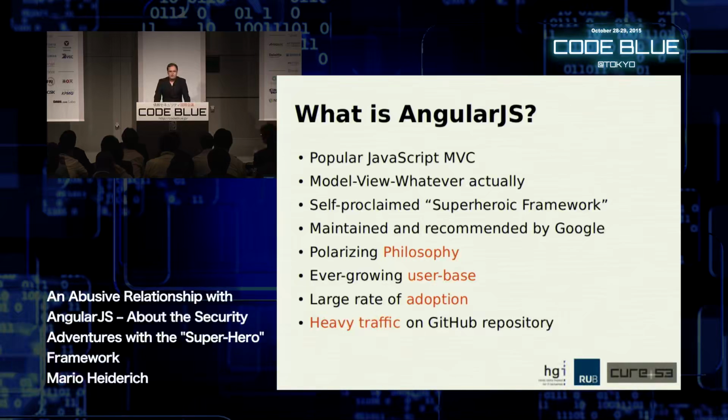So first of all, what is AngularJS? AngularJS is a very popular JavaScript model view controller framework. So it does a lot of logic that was formerly done on the server in the browser, in the client. Actually, the developers are calling it model view whatever, because it's so flexible that you can do whatever and not necessarily just a controller. It calls itself a superheroic framework because it believes that it has superheroic strength, and we want to see if that is really true.